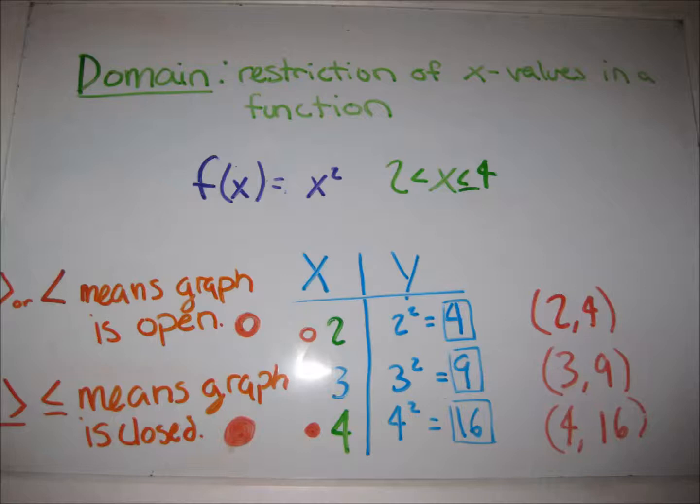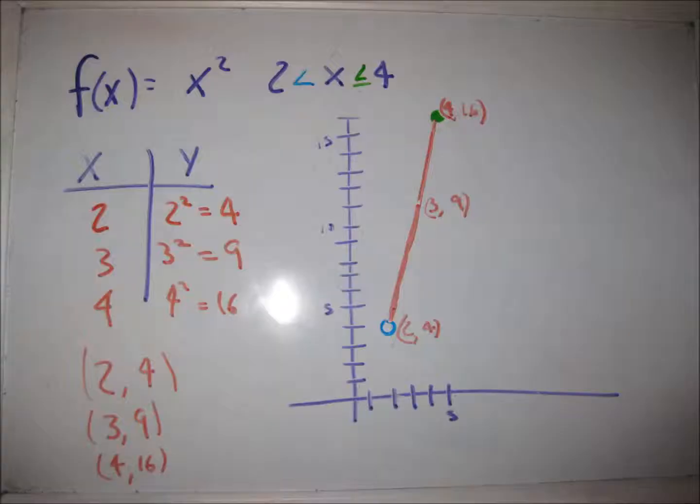Greater than or equal to and less than or equal to signs mean that the value is closed and is represented by a filled-in dot on the graph. It means the value is included in the function's domain. In this graph, the 2 is open and the 4 is closed.